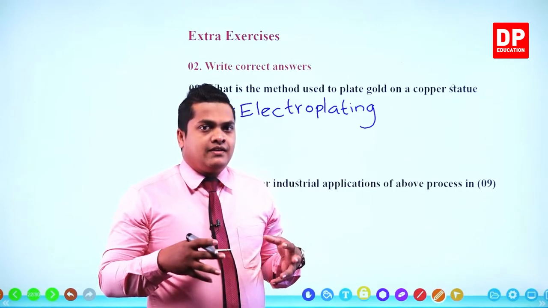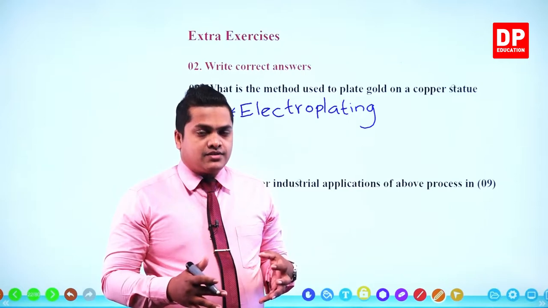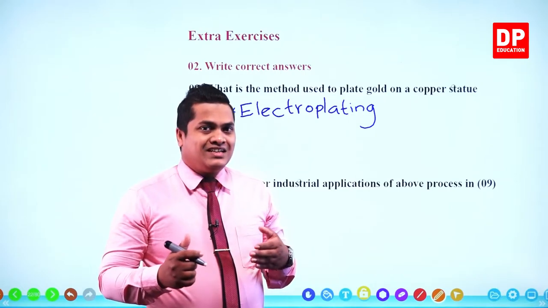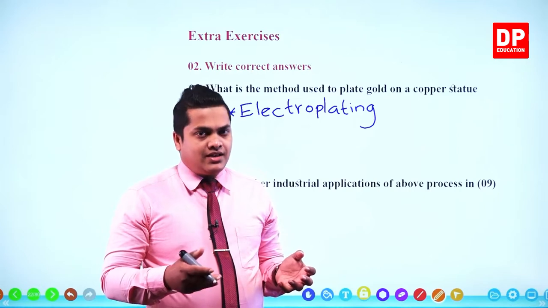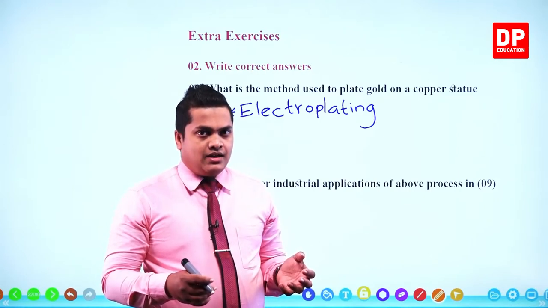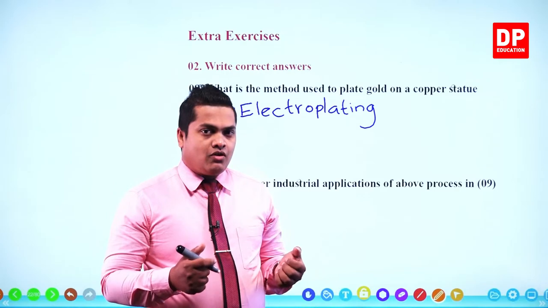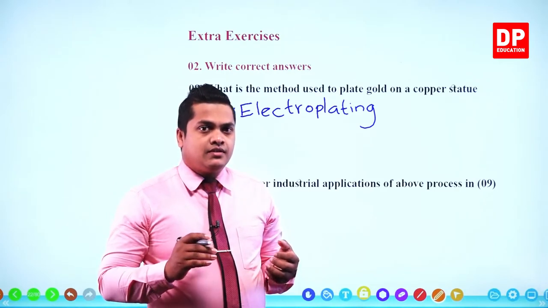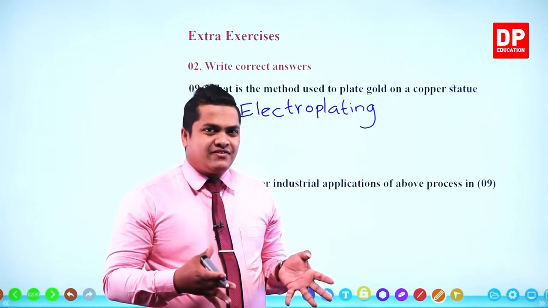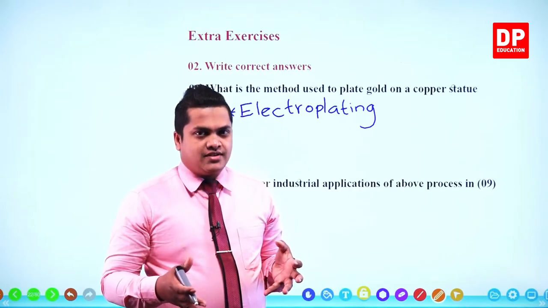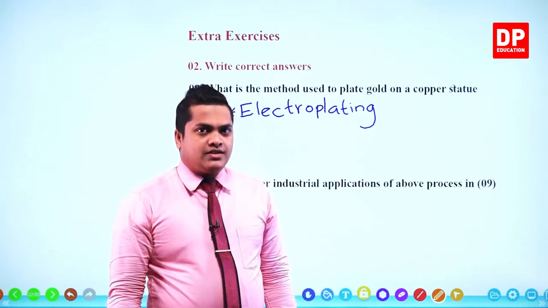And the other thing is that in order to coat tin on iron cans, right? Tin is a type of metal, right? You know sardine tins. Sardine tins are actually made of iron. But we plate the metal called tin on this iron structure by using the method called electroplating. That's why they are referred to as sardine tins. However, they are not made of tin, but are tin plated.